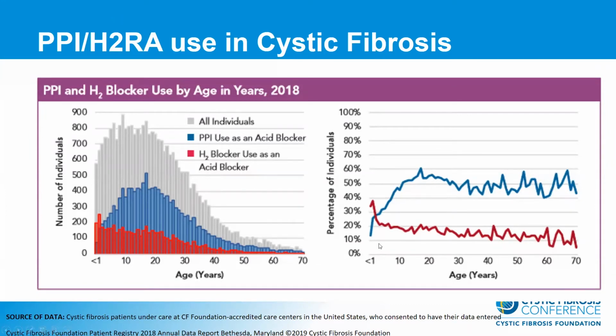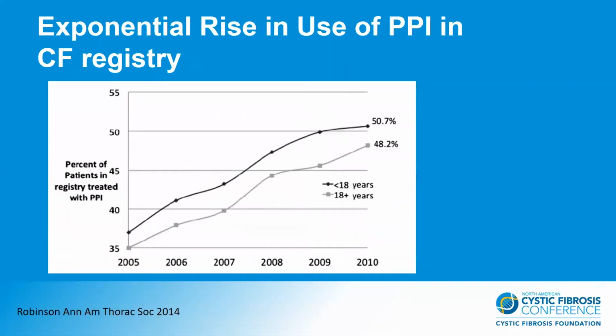So this slide, again from the registry, shows that PPI use increases exponentially up to age 20, and about 50% of patients over the age of 20 have documented PPI use. A smaller number, up to 20%, use H2 receptor blockers, and you can see the proportion of all individuals who are endorsed as being on a PPI or H2 receptor blocker. And you can see that there has been an exponential rise in the use of PPIs in the CF registry over time.